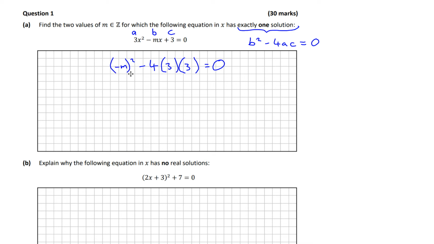So now we can try and solve this equation for m. Minus m squared, that's minus m by minus m, is m squared. Minus 4 by 3 by 3 is 36, and that's equal to 0. So that's a quadratic equation. The easiest way to solve that is to bring the minus 36 across. M squared is equal to 36. So m will be plus or minus the square root of 36. So it's going to be plus or minus 6. It's important to get both answers. So that's our two values of m there, both in the set of integers, plus 6 and minus 6.